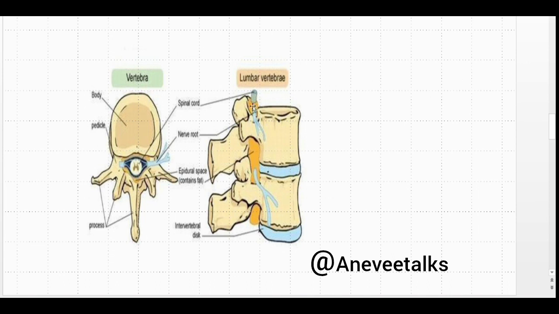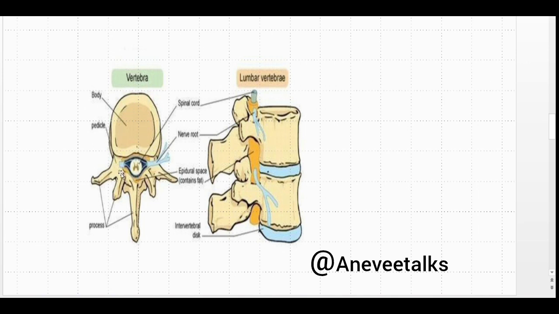Inside this we have the spinal cord. You can see this structure. This is the spinal cord, and from here we can see the nerve roots arising. So these are two lumbar vertebrae. Again, if we cut one lumbar vertebra and keep it on a surface, this is how it looks.